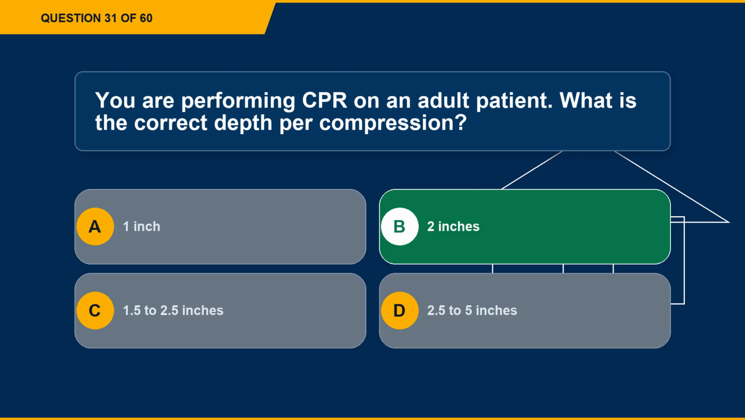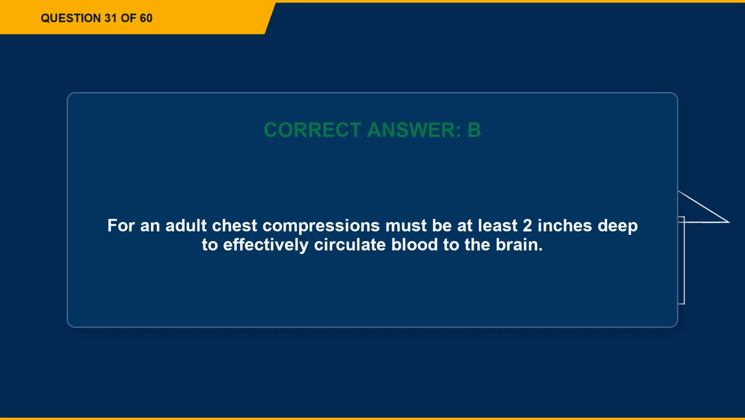The correct answer is option B, 2 inches. Explanation. For an adult, chest compressions must be at least 2 inches deep to effectively circulate blood to the brain.